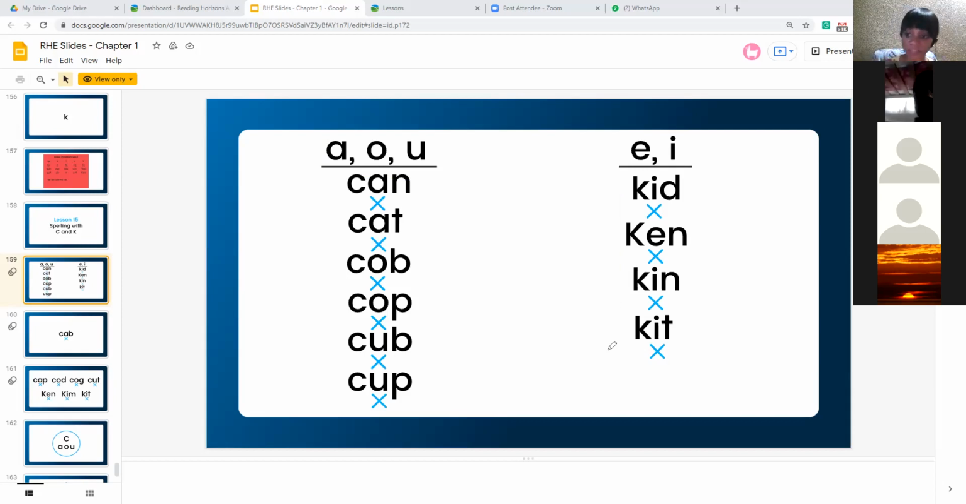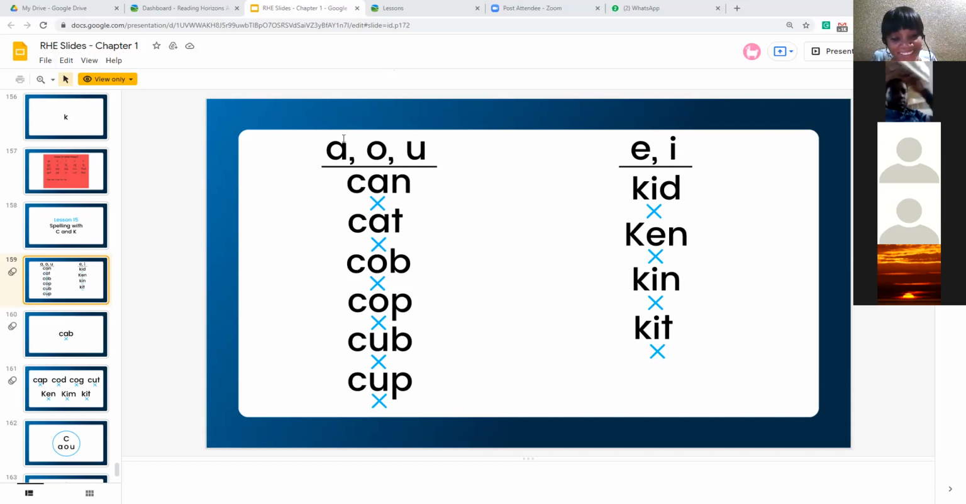So if after the K sound you hear the vowel A, O, or U, then you must spell with a C. Okay? But if after the sound K, you hear the vowel E or I, you must spell with a K. Right? So here is what the rule says. K takes I and E. C takes the other three.